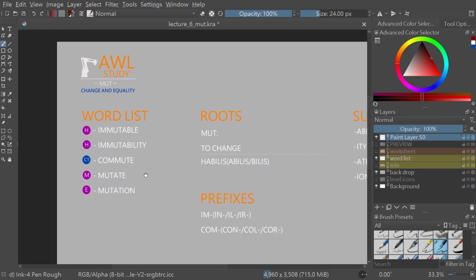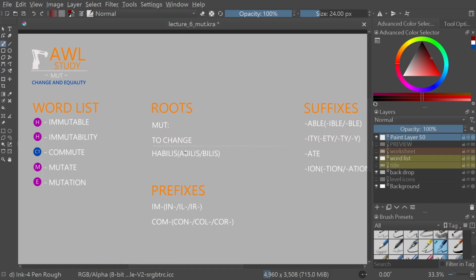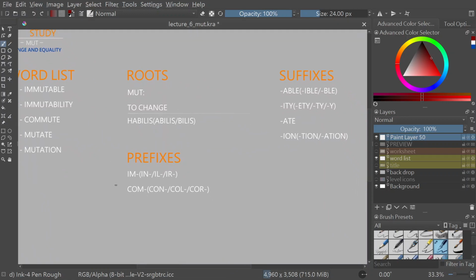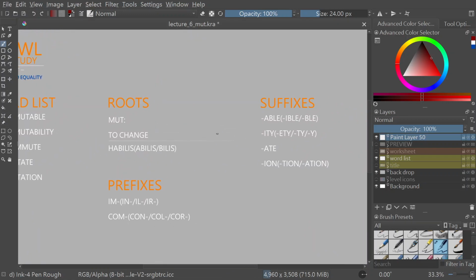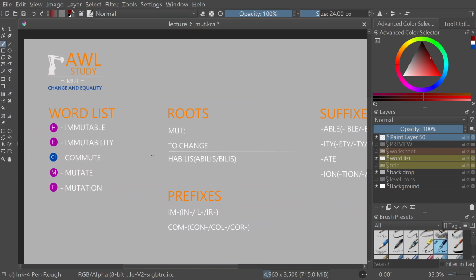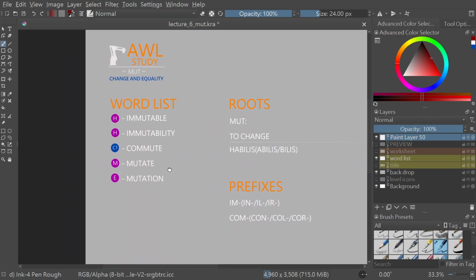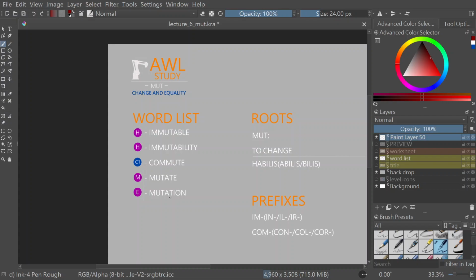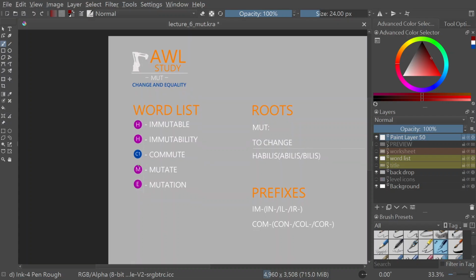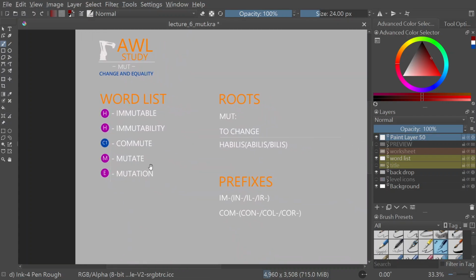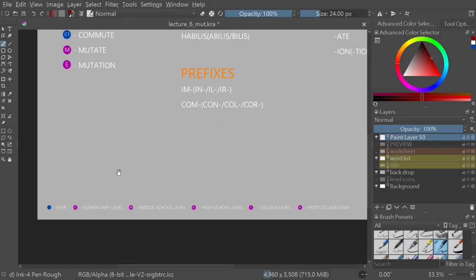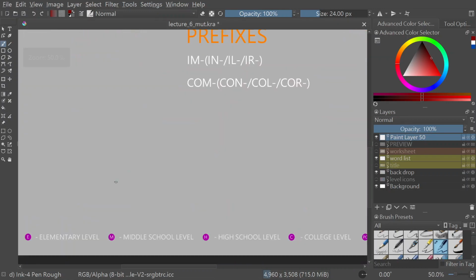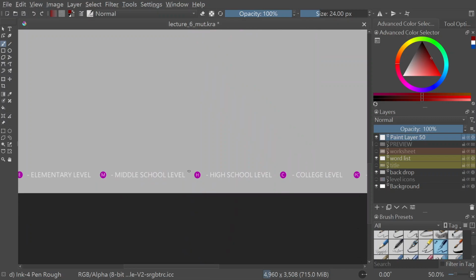So now we have some words that share the root mut, meaning to change. We have some prefixes and suffixes that are combined with this root to form these words. These words are leveled with either CEFR levels or the general levels: the elementary level, middle school level, high school level, college level, and post-college level.